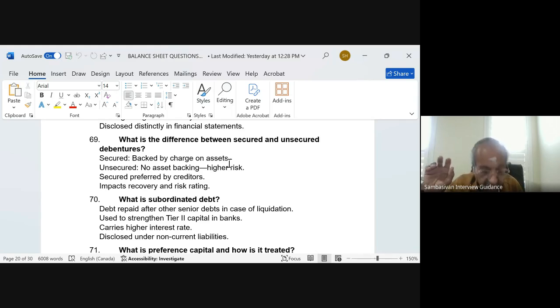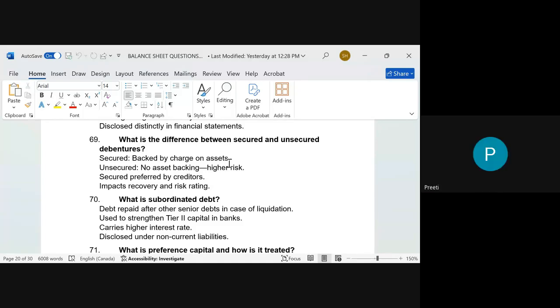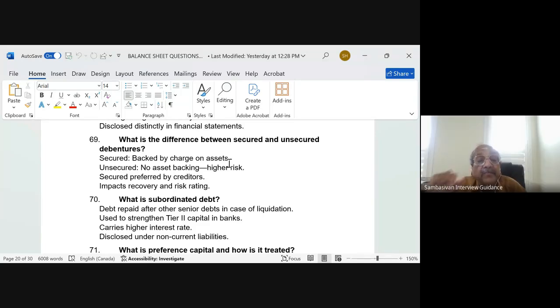What is the difference between secured and unsecured debentures? Secured means backed by charge on assets. So secured is preferred by creditors, impacts recovery and risk rating. What is subordinate debt?